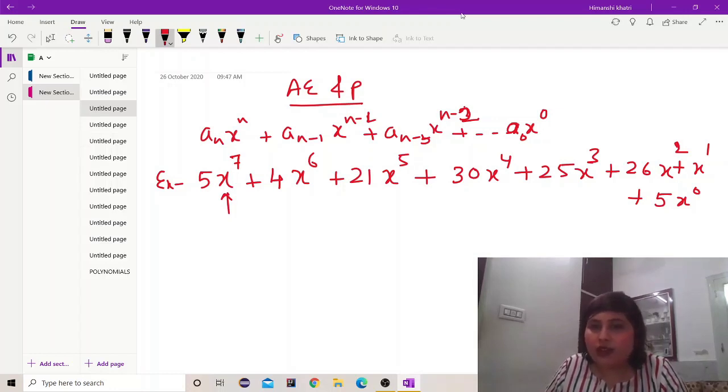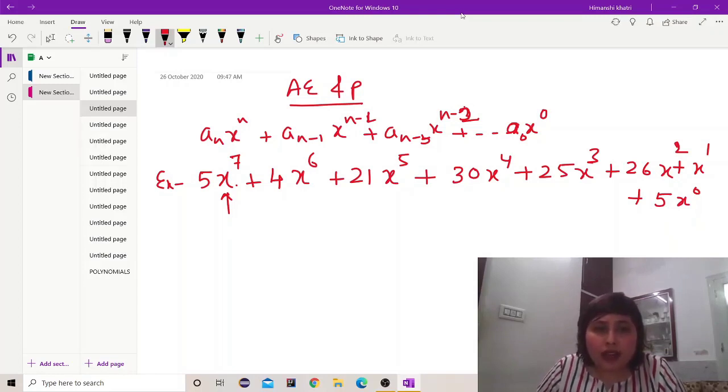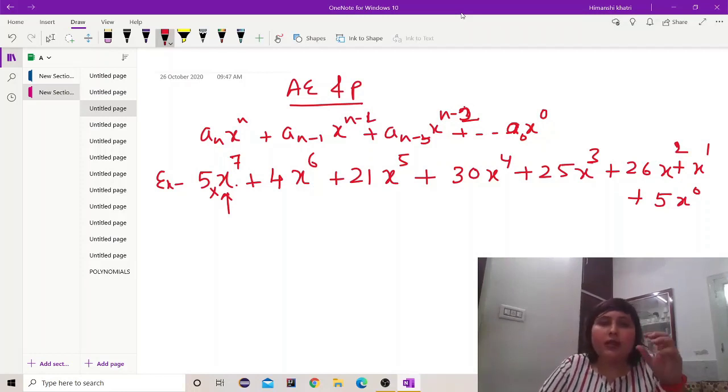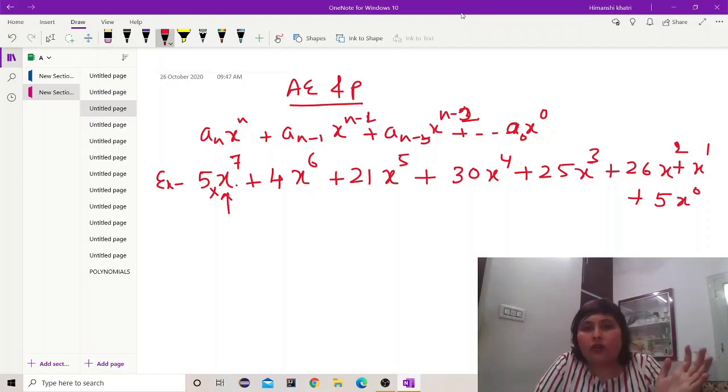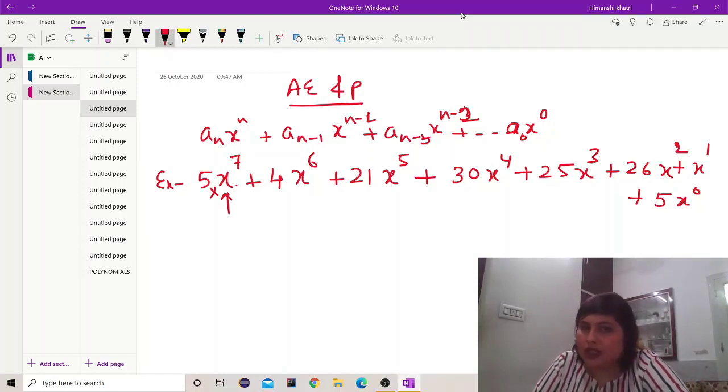So how many terms do we have in this question? 1, 2, 3, 4, 5, 6, 7 and 8 terms. So total we have how many terms? We have 8 number of terms. Clear? Now 5 and x to the power 7 is joined by what? Multiply sign. This you can identify easily. 5 into x to the power 7. So what is the method of writing an algebraic expression? You have to write always in the decreasing order of the power or in the increasing order of its power. So you can either start from 5x to the power 0 or you can start from 5x to the power 7.